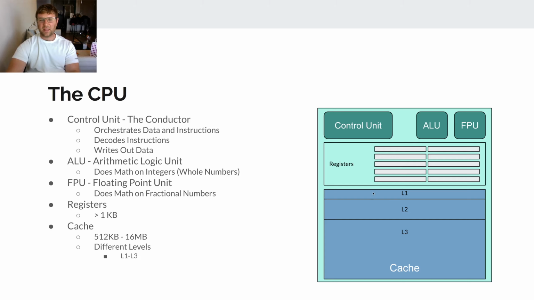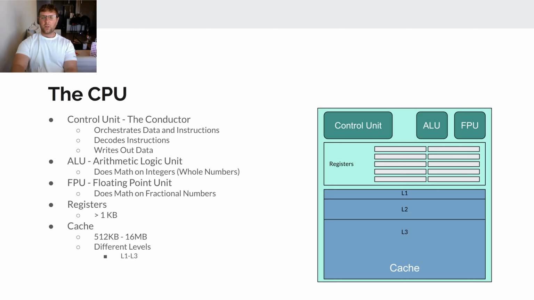The purpose of this is to speed up fetching that data. So if the control unit reads an instruction that says I need to add these two numbers, it's first going to look to see, are these numbers already in the registers? If they're already in the registers, then it can just send them to the ALU and then do that math. If they're not, it's going to start looking out into the cache. So first it's going to see if it's in the L1 cache, and if it is, it will then bring it directly into the registers.